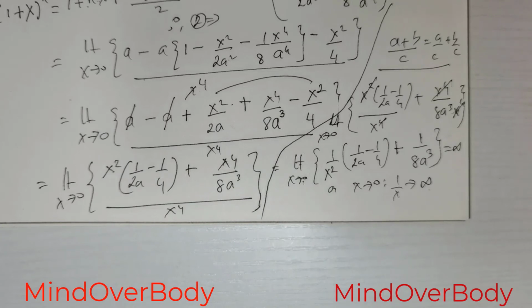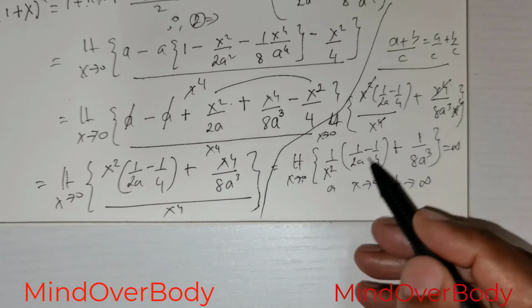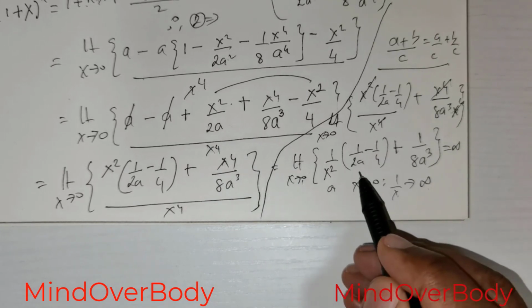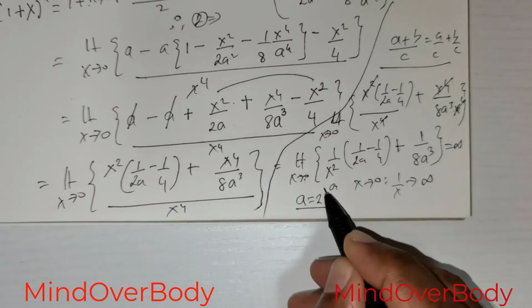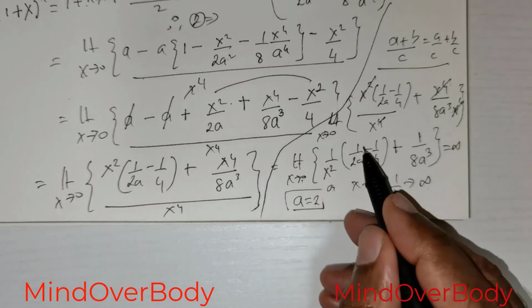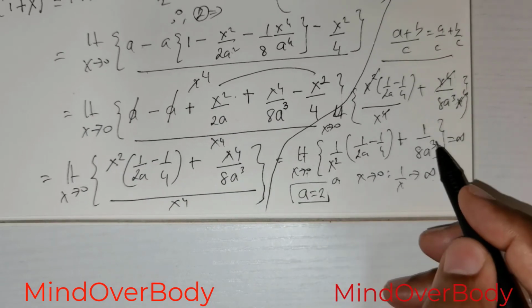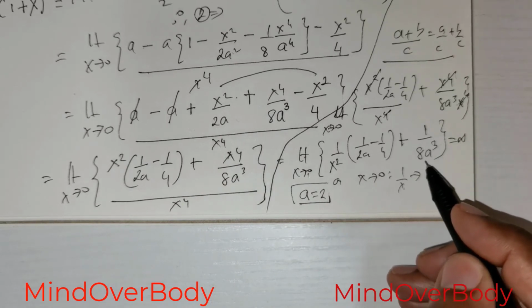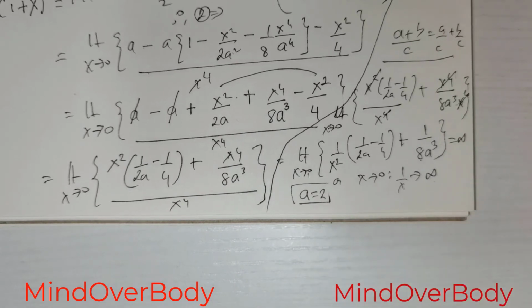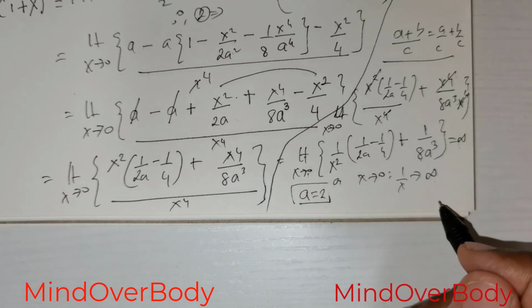So to avoid that contradiction, what should we do? We have to make sure that this term is 0. We have to make sure this term vanishes. So when would this term vanish? This term will only vanish when a is equal to 2. So if a is equal to 2, this is going to be 1/4 minus 1/4. This will become 0. This entire term will, in fact, generate 1/(8a^3). So it wouldn't be infinity. I hope you are able to catch what I'm trying to say.